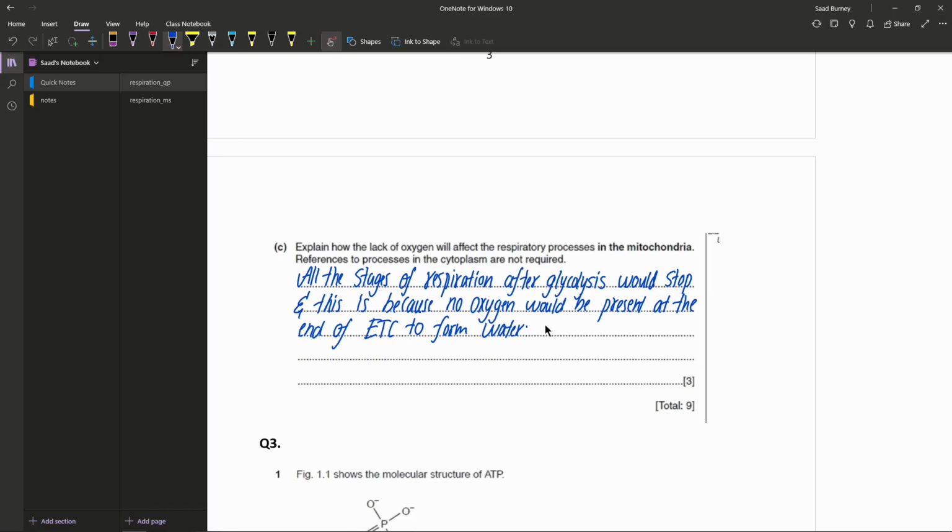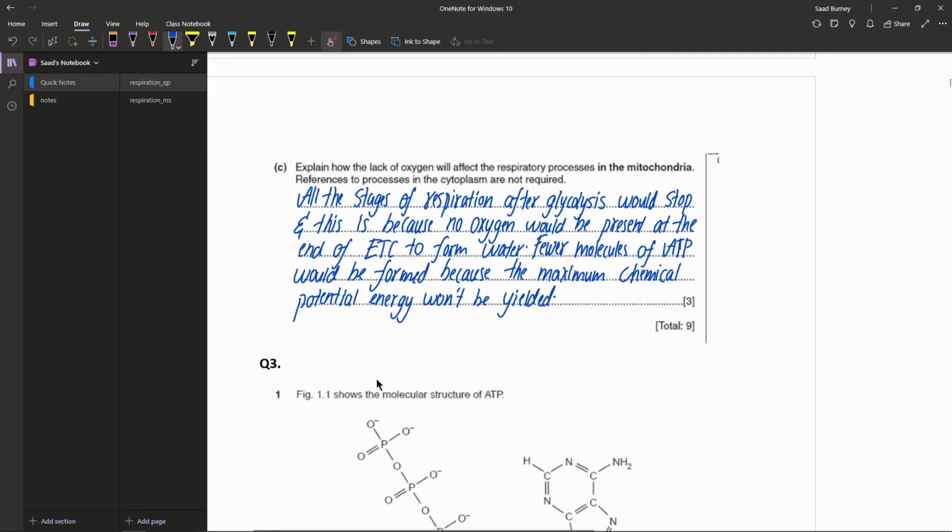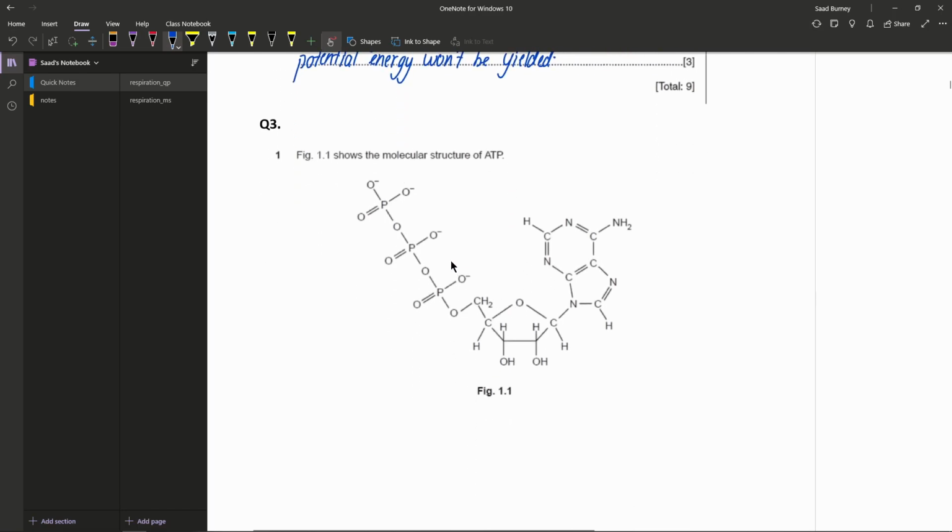And fewer molecules of ATP would be formed because the maximum chemical potential energy won't be yielded. Okay, so yeah, that's that. Now moving on to question number 3.